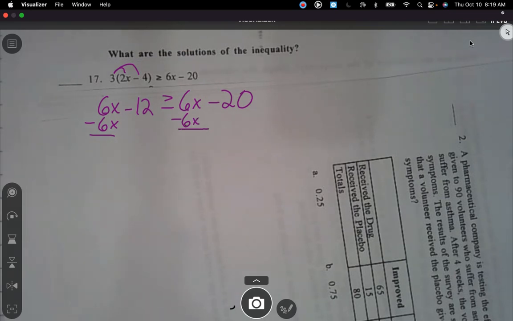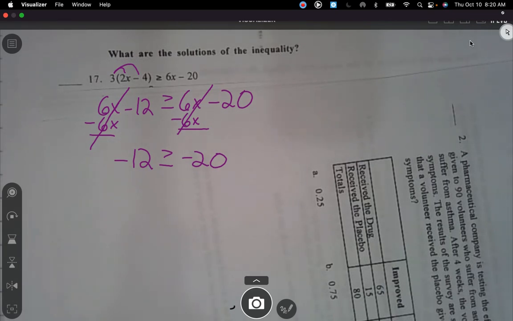Subtract 6x from both sides. That goes to 0. Bring that down. That goes to 0 and bring that down. Now I have to ask myself, is this true or is it false? Is negative 12, please be careful here, bigger than negative 20?